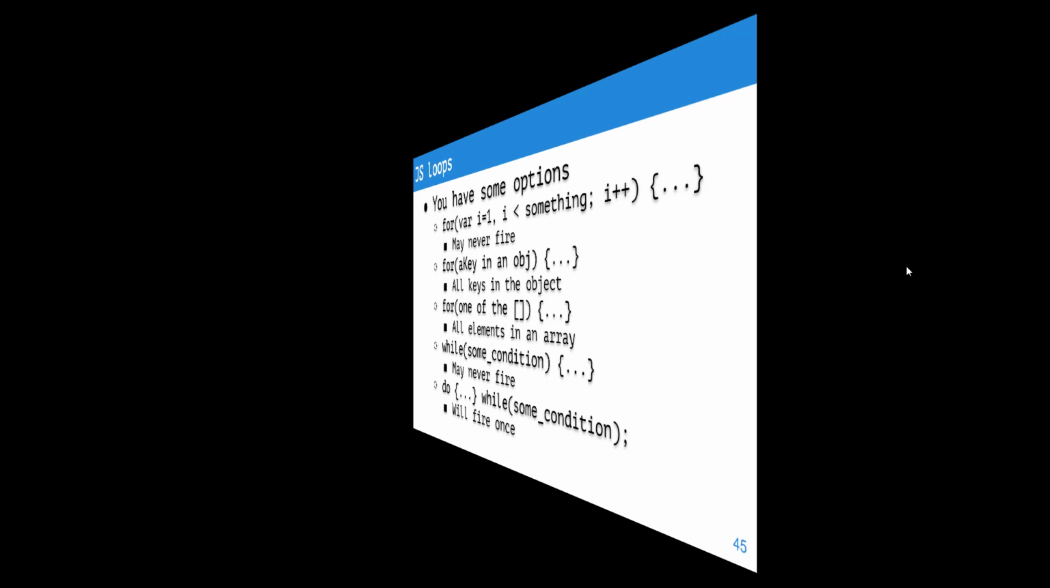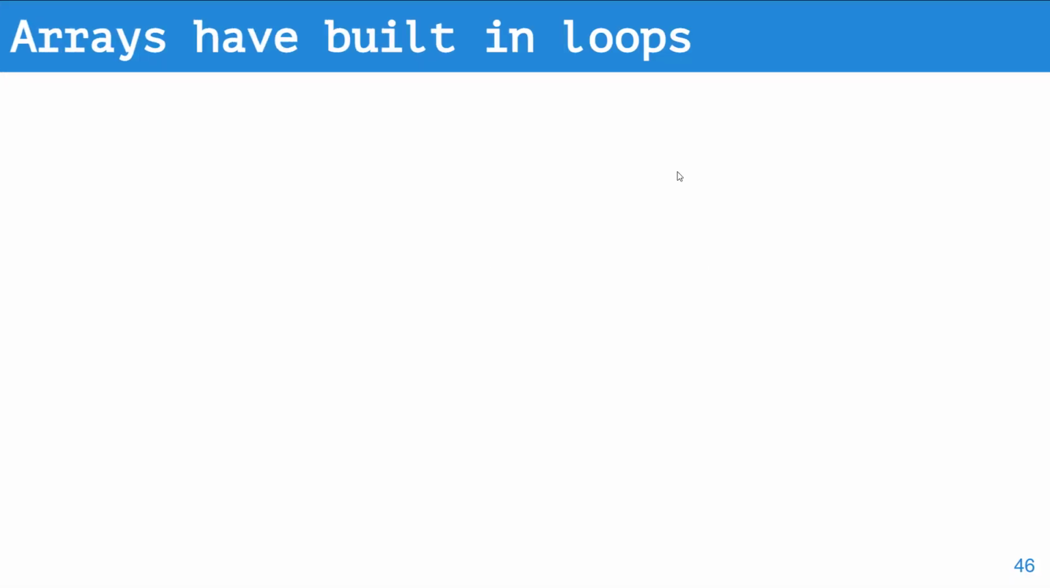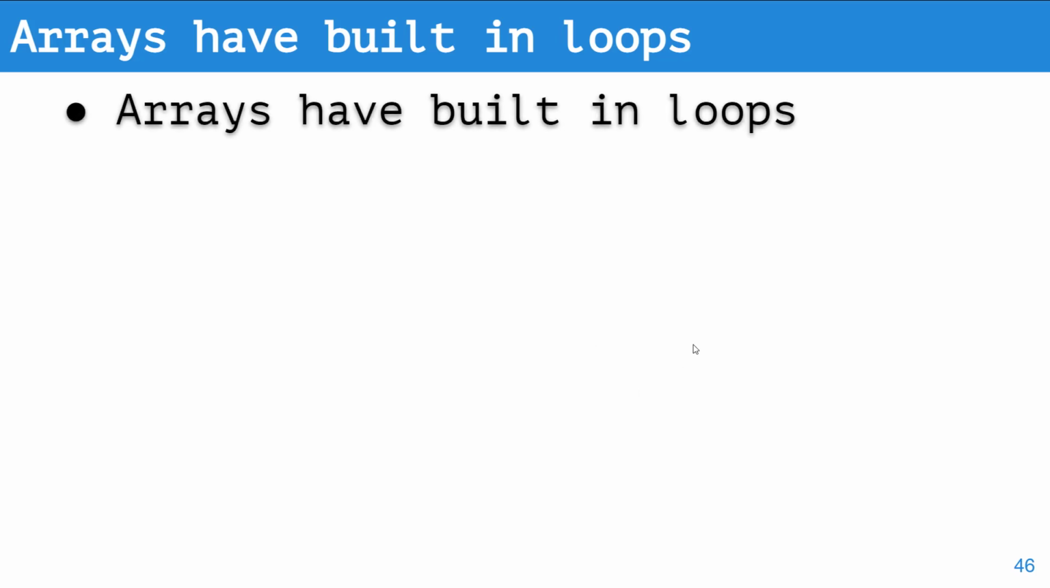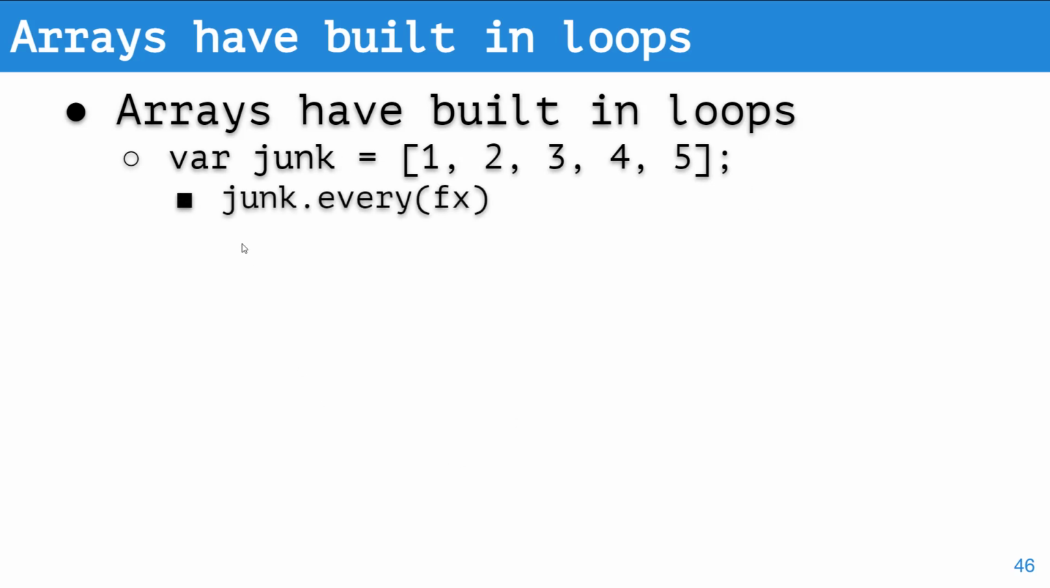Now, there are some other ways to loop. If you're dealing with an array, there are some built-ins that are kind of interesting. Arrays have built-in loops. Let's say we have var junk equals 1, 2, 3, 4, 5. We can go junk.every with a function. Now this function is different. It's going to apply a test, and if everything in the array passes the test, you'll get true back, or you'll get false back. If one fails, it's out, right? It's almost like in SQL databases, the any operator, the all operator.